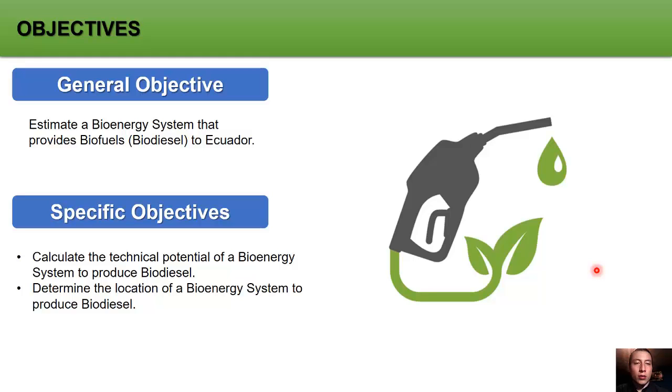First of all, we are going to remember the objective of our project. The general objective is to estimate a bioenergy system that provides biofuels to Ecuador. The specific objectives are to calculate the technical potential of a bioenergy system to produce biodiesel and to determine the location of a bioenergy system to produce biodiesel.